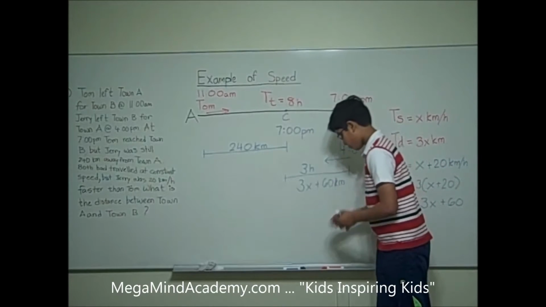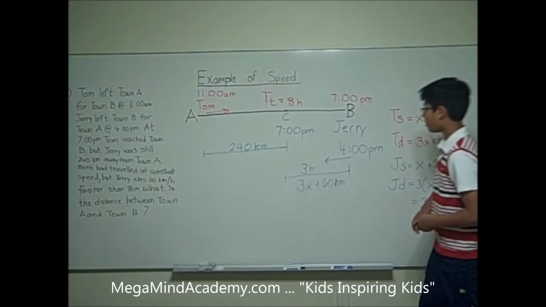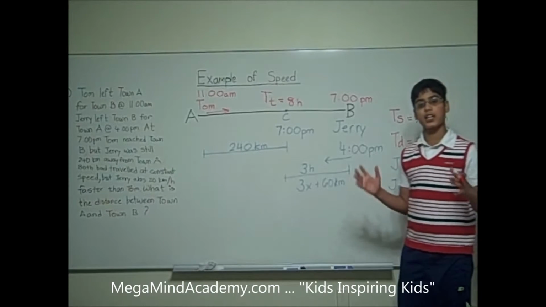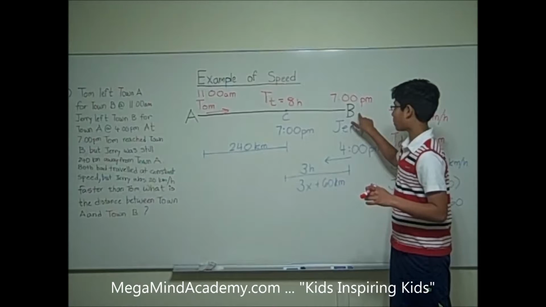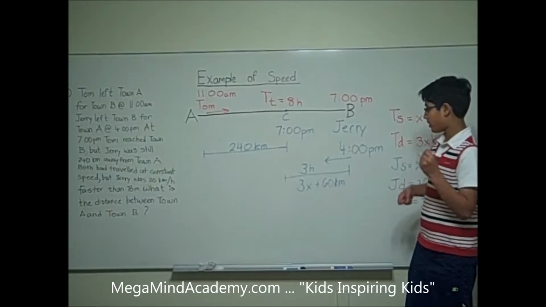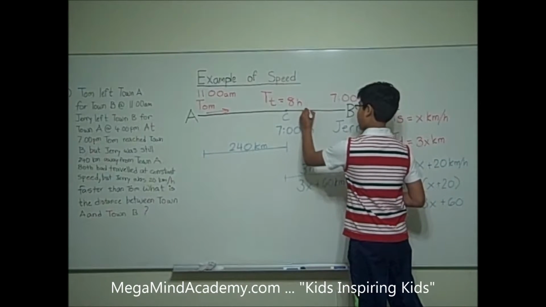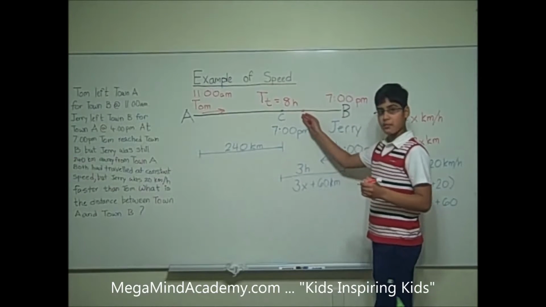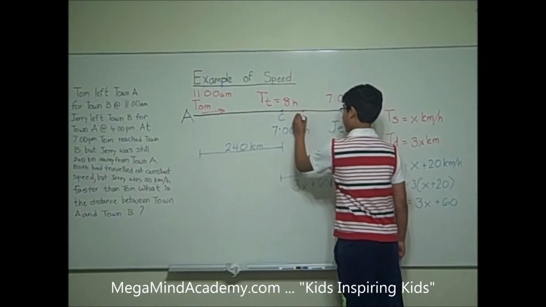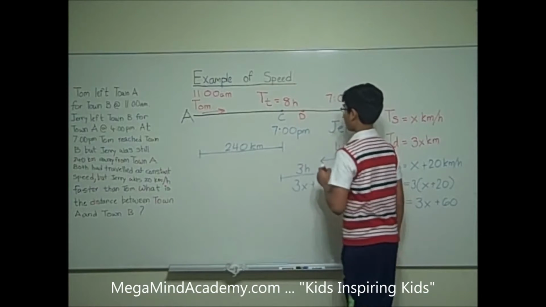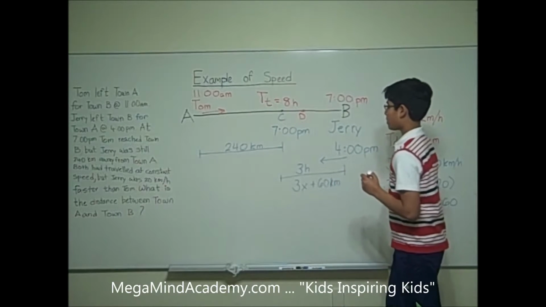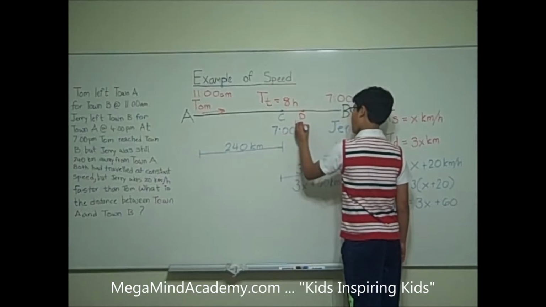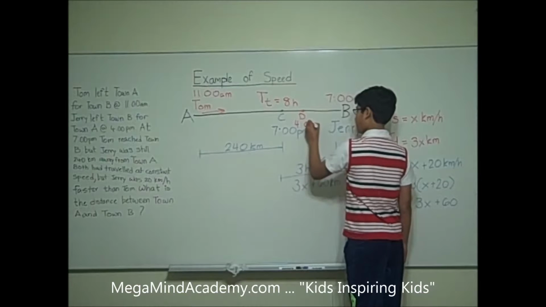Now Tom, at 4 p.m., Tom was 3x kilometers away from town B. 3x kilometers is right here. Let's label this point town D. So Tom reached town D at 4 p.m.